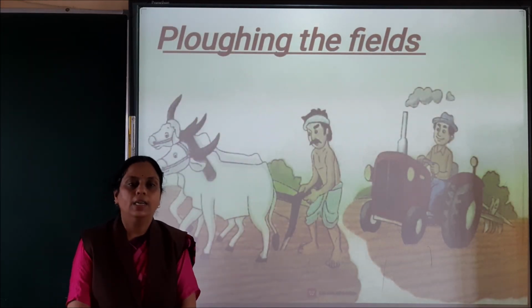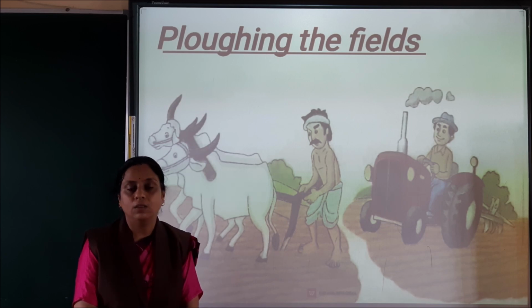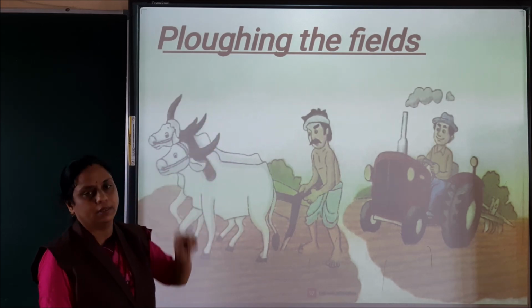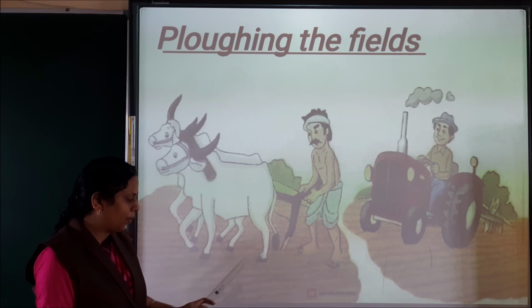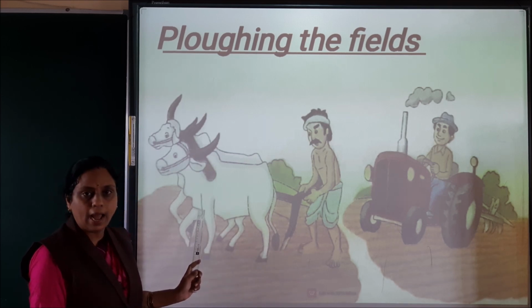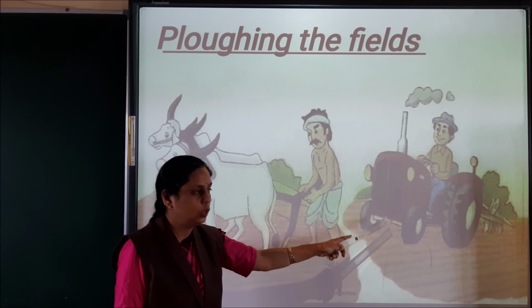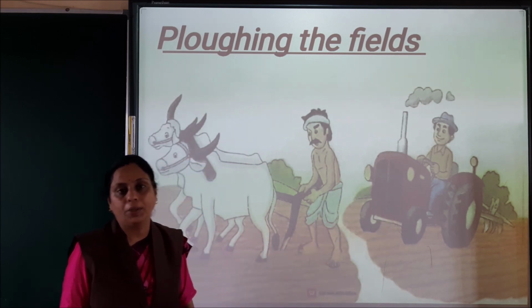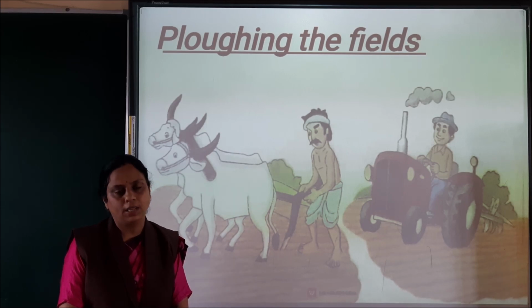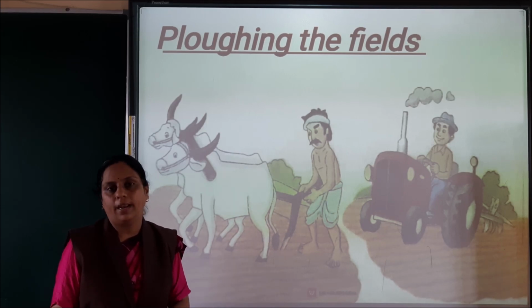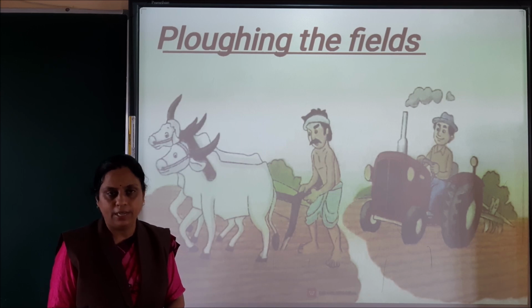the field. As you all know, plants need soil to grow. So first preparation for growing the plant is that we have to prepare the soil, and it is called the plowing. Now you can see this picture. Farmer plowing the field through the animals, and here he is using the tractor for plowing the field. Now the question arises, why are the farmers plowing the field? What are the advantages of plowing the field?